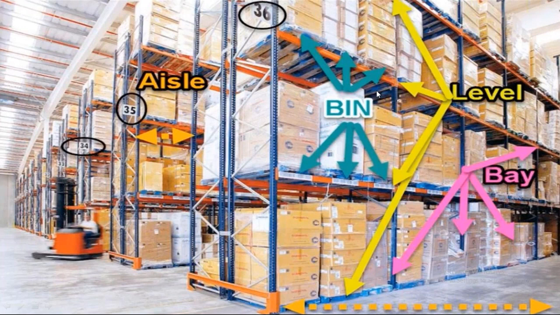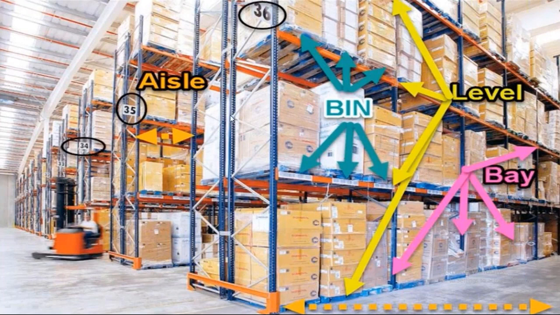If you look at this bay, we have multiple bins, 1, 2, 3, 4, 5, 6, 7, 8, 9. Nine bins available in this bay. Likewise, depending on how many bays are available in each rack, you can create and maintain multiple bins in the system. So this is what the warehouse structure is.